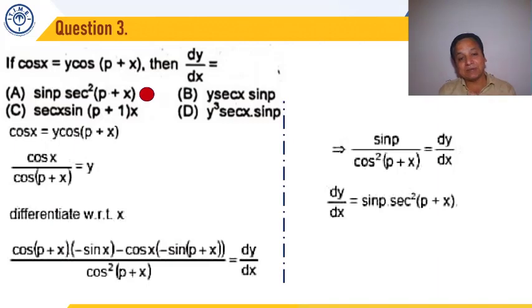So sin(p+x) into cos x minus cos(p+x) into sin x becomes sin((p+x)−x). x and minus x cancel out. So we got sin p in the numerator, and the denominator contains cos square(p+x). So dy by dx comes out to be sin p into sec square(p+x), which is option A.